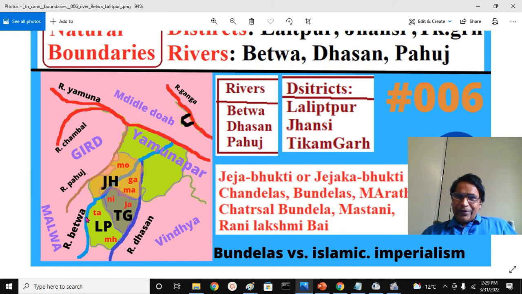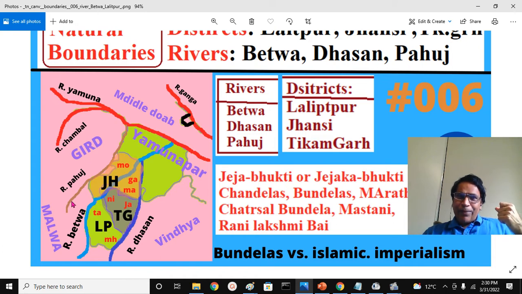You can see the beautiful Betwa River on the left side of Lalitpur district and Tikamgarh district. And on the east side you can see the Dhasan River, which is a right-hand tributary of the river Betwa. And Betwa itself is a tributary of Yamuna. You have the Yamuna River here, Agra will be somewhere here, and Tunla will be somewhere here on the other side, and Dholpur will be here. This is the Chambal River, which is a tributary of Yamuna, and this is the Gird region or Gwalior region or Laskar Plains.